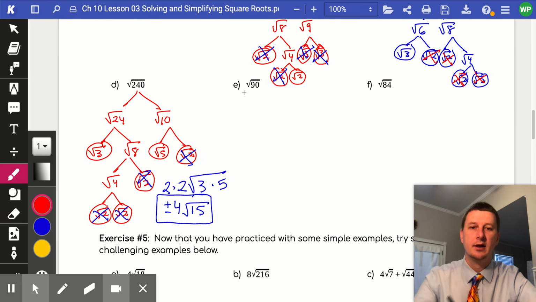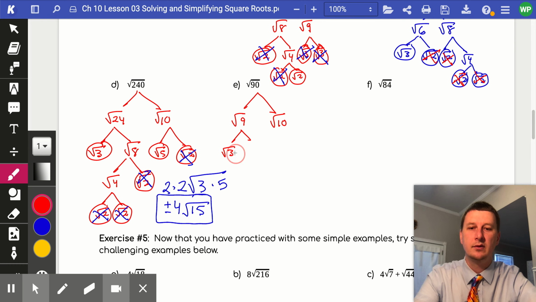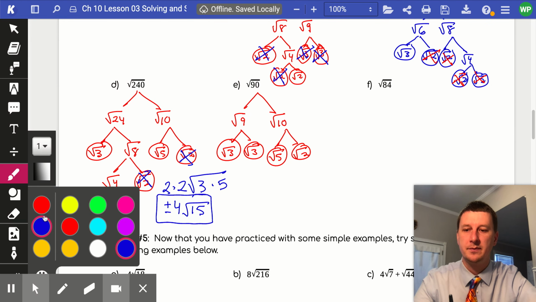All right, part E says 90. So 90 can simplify to the square root of 9 times the square root of 10. Again, it ends in the 0, so I'm going to do 9 times 10. And the square root of 9 will be square root of 3 times the square root of 3. We could go ahead and circle those. 10 will simplify to the square root of 5 times the square root of 2, and 2 and 5 are both prime, so we could circle those.